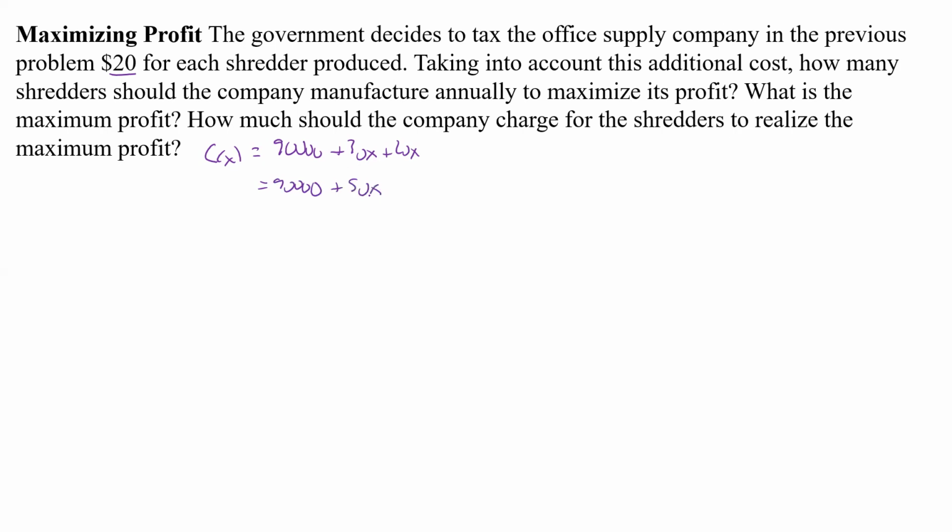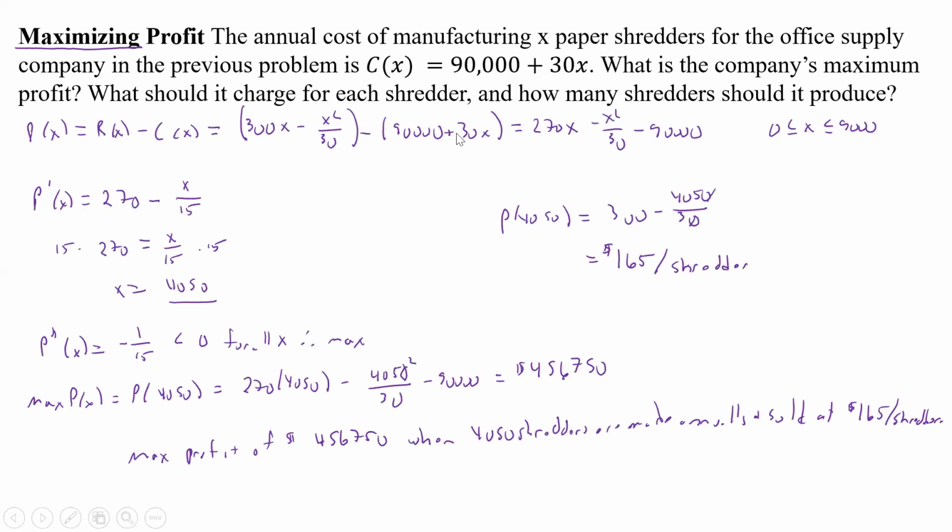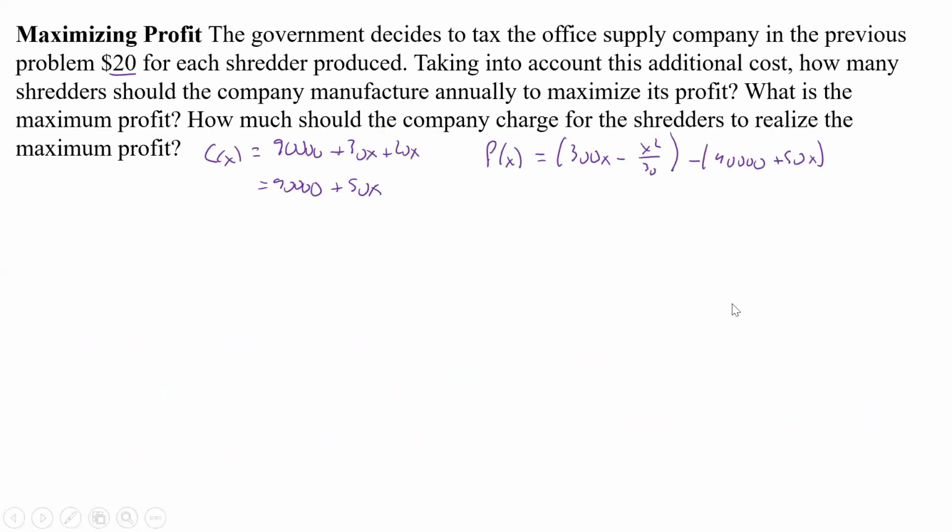So that's 90,000 plus 50x. That means that P of X, or profit, is now going to be 300x minus x squared over 30 minus, and then we had 90,000 plus 50x. So the only difference here is we have a 50x instead of the 30x, but it's going to change the problem. So how does it change it? Well, let's see what we get for a new answer.